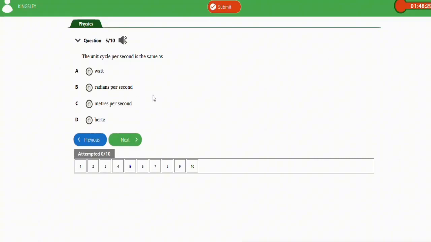The next repeated question will be this question. It says a wave is traveling in a medium with a frequency of 500 Hz and a speed of 350 meters per second. What is the wavelength of the wave in the medium?